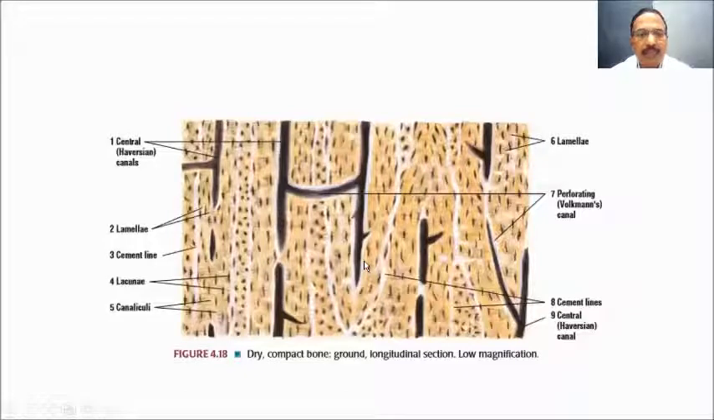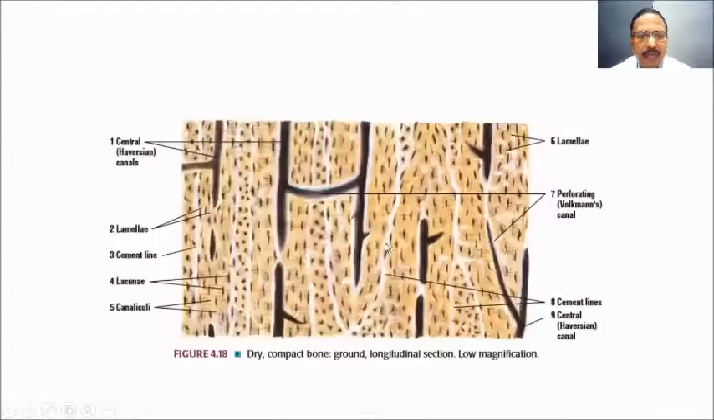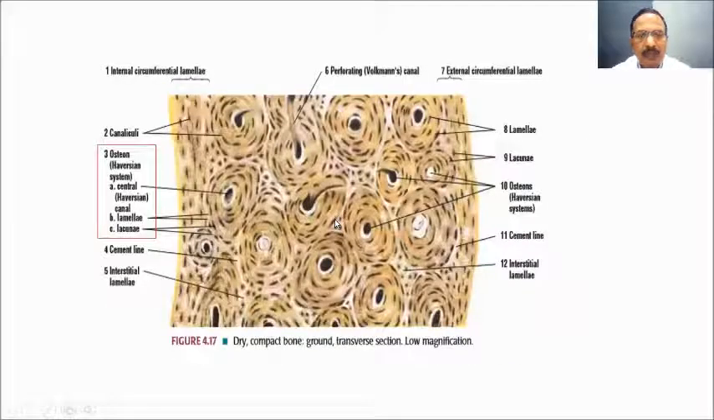This is a longitudinal section. Here also we can see the Haversian canal, and on either side you can see the bony lamellae with the lacunae and canaliculae. Two different Haversian systems or osteons are connected by transverse canals, which are called perforating canals or Volkmann's canal. So this is the nature of bone tissue which is present in the compact bone.